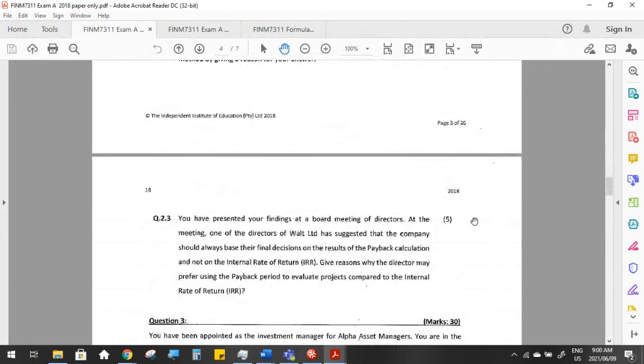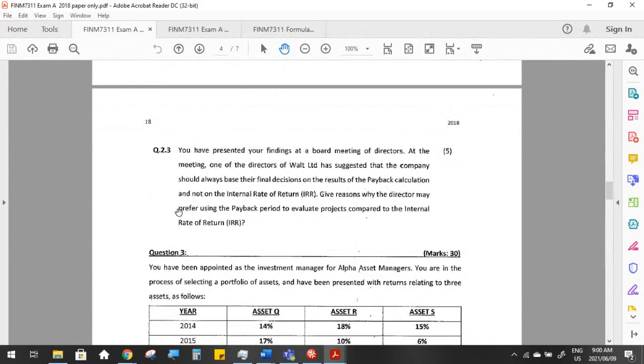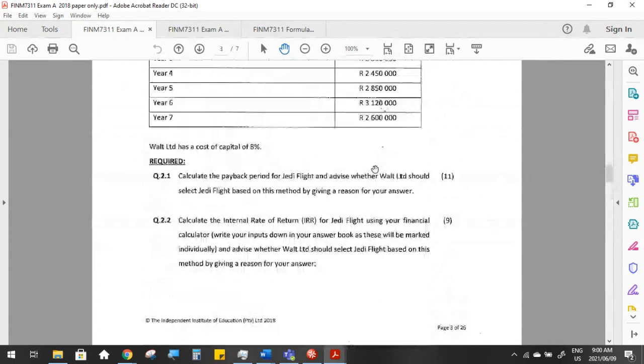And then for 5 marks for 2.3, theory question, give reasons why the director may prefer using the payback period to evaluate a project instead of using the internal rate of return. Remember what I said at the beginning, Tim, you weren't here, but in this particular paper, 17% of the marks are theory marks, similar to this question 2.3, and similar to that question for 5 marks at the end of question 1. So 31 marks in this paper is theory questions.